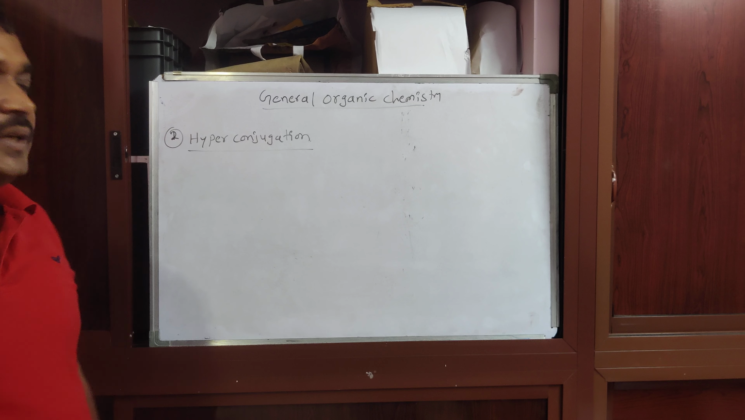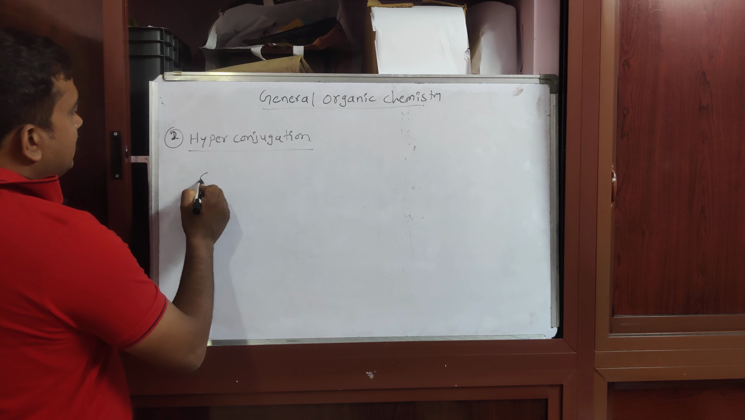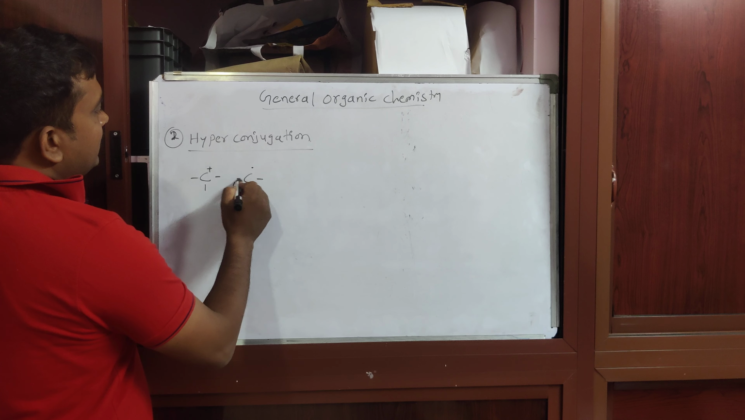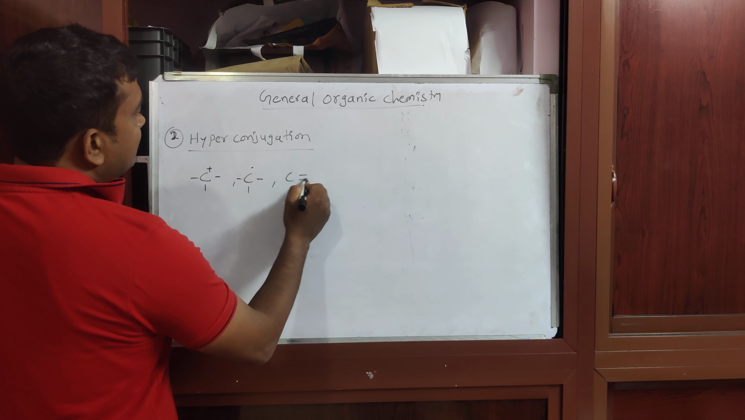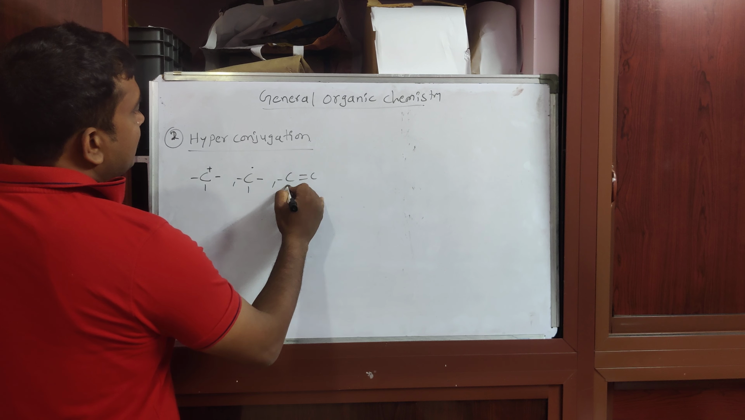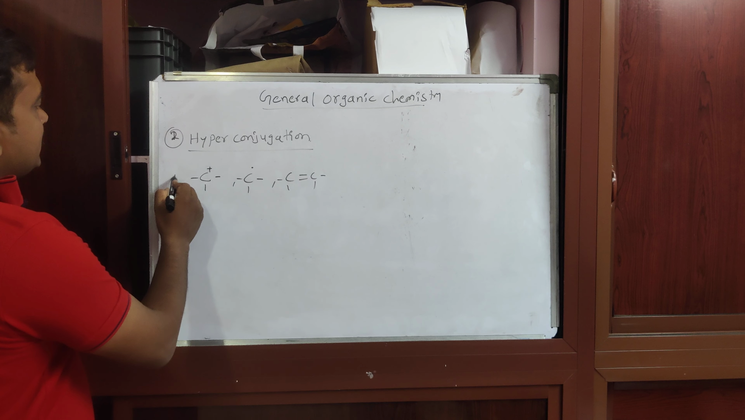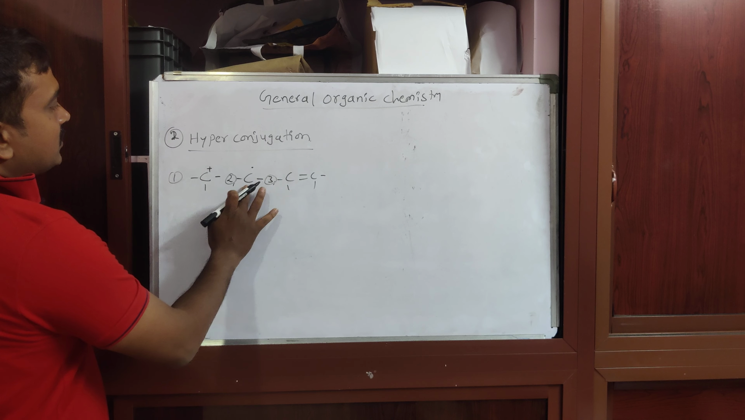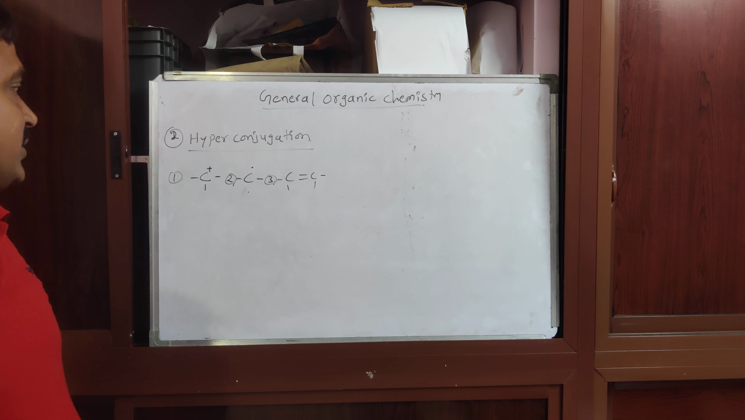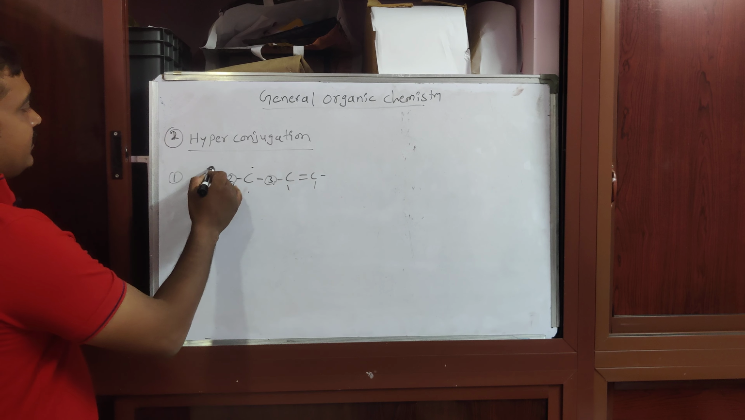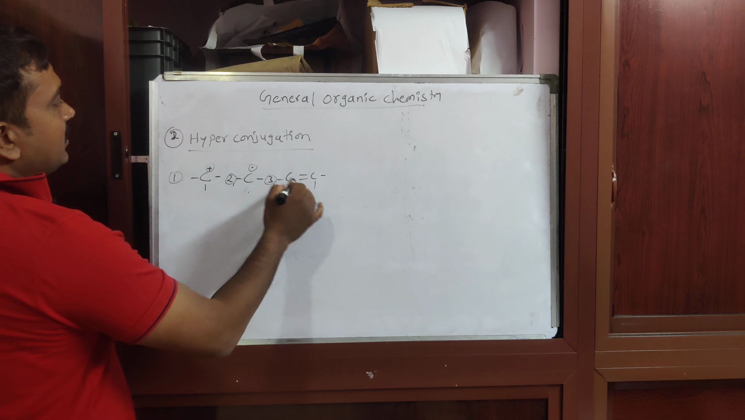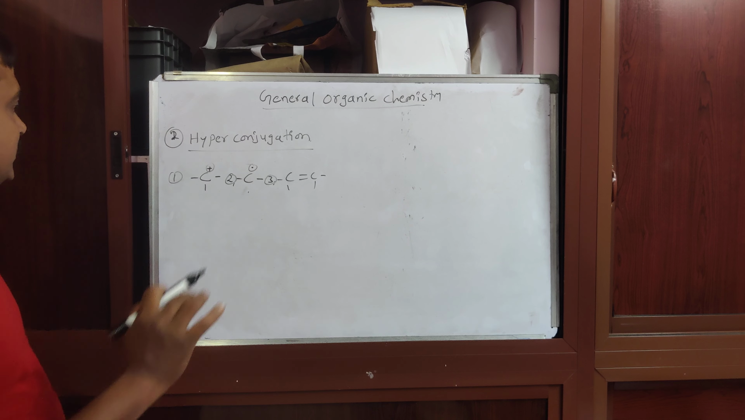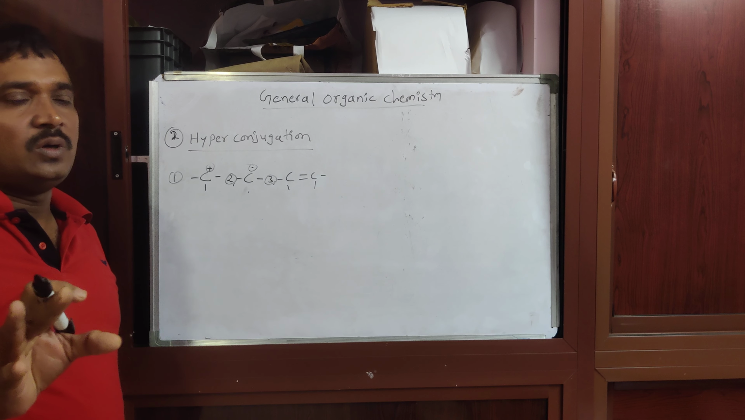Hyperconjugation exists in carbocation, carbon free radical, and alkene. These three compounds exhibit hyperconjugation: carbocation, carbon free radical, alkene. These three only show hyperconjugation. What are the conditions to show hyperconjugation?